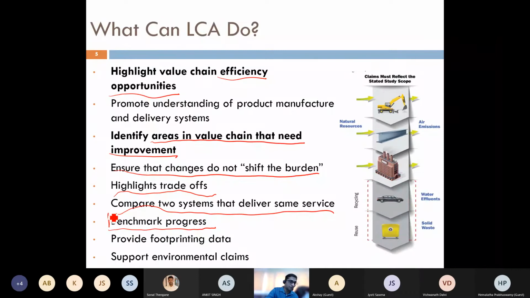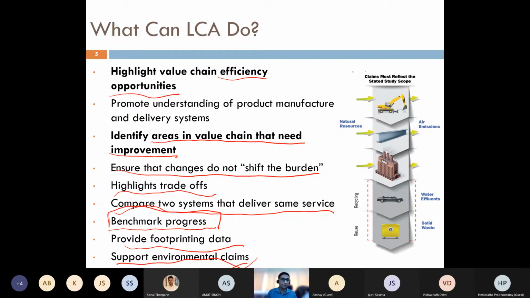So it can help you benchmark according to the standards which might be set by the government or the private entities. Again, it will give you the footprinting data and support environmental claims. Now, you might have come across packaging saying this is environment friendly, so and so CO2 reduction. All those things rely on these LCAs, which would help you quantify your environmental claims. So this is what an LCA can do for you.